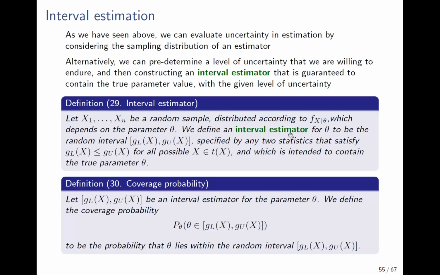An interval estimator for theta is the random interval specified by two statistics, G_L, the lower statistic on x, and G_U, the upper statistic on x, and the lower one must be less than or equal to the upper one for all possible values of x. This interval is intended to contain the true parameter theta. Associated with the interval estimator, we can talk about a coverage probability, which is simply the probability that parameter theta lies within that random interval. So that's what we're interested in: constructing a random interval and the probability that theta lies within it.